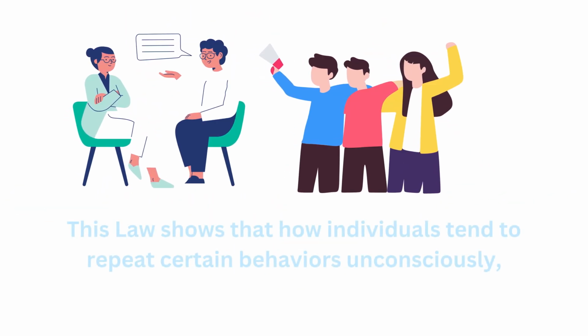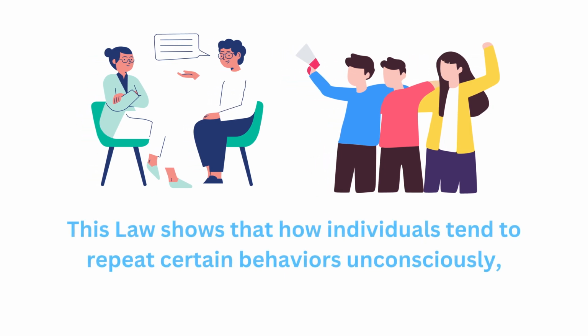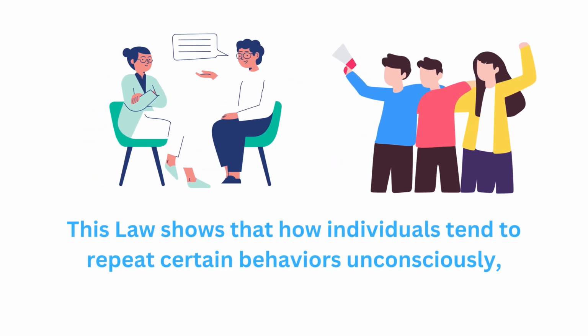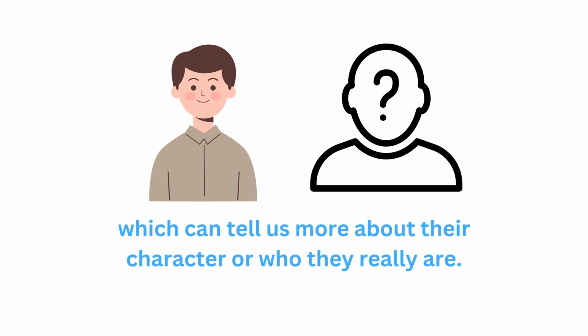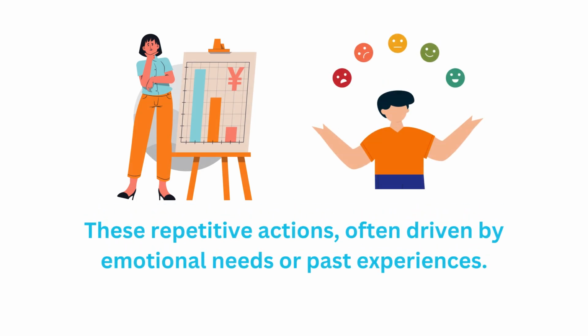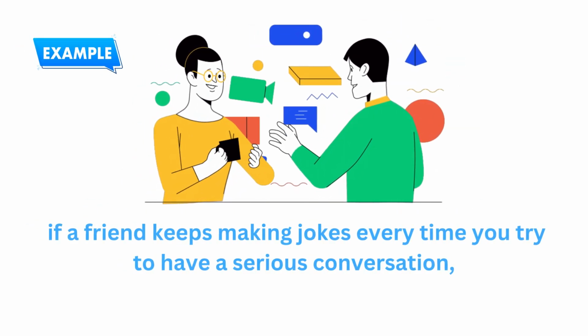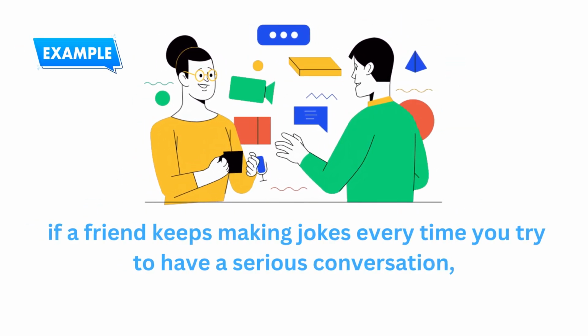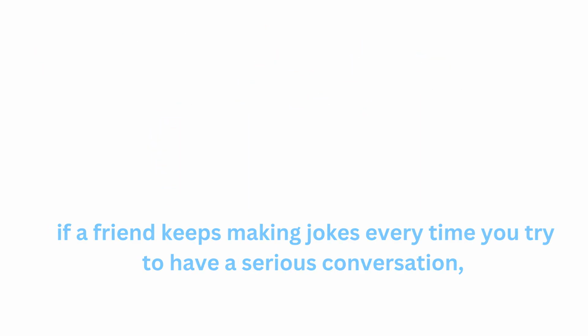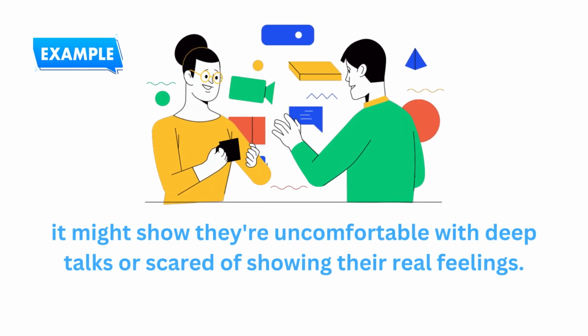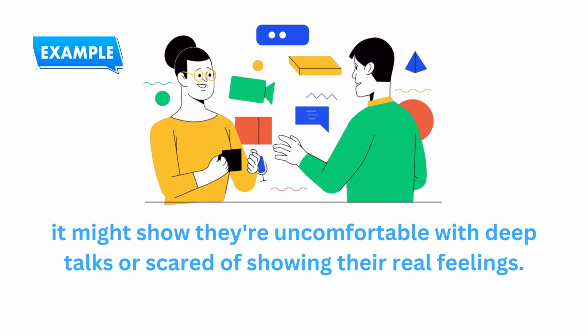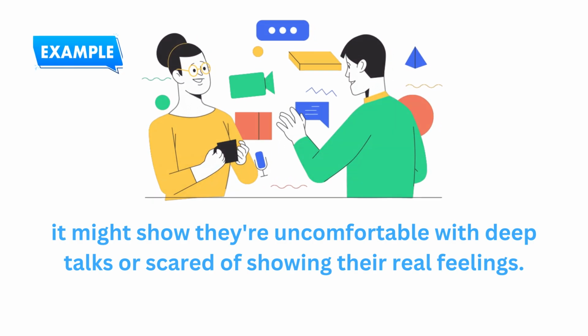This law shows that individuals tend to repeat certain behaviors unconsciously, which can tell us more about their real character or who they really are. These repetitive actions are often driven by emotional needs or past experiences. For example, if a friend keeps making jokes every time you try to have a serious conversation, it might show they are uncomfortable with deep talks or scared of showing their real feelings.